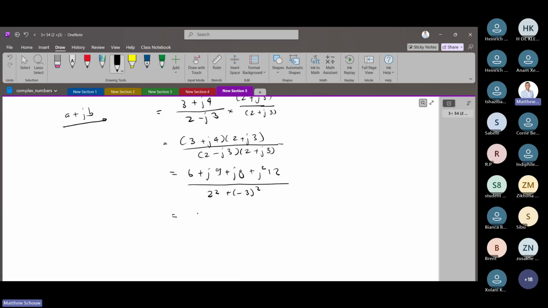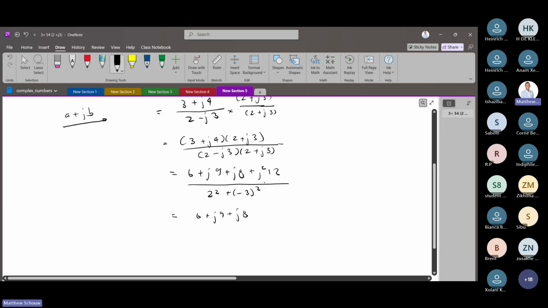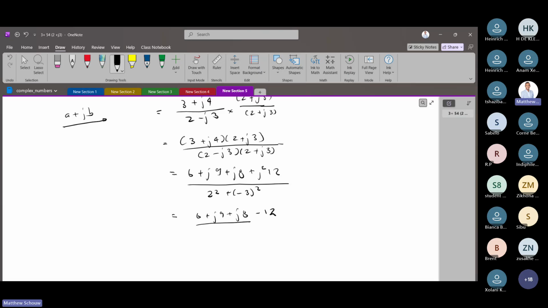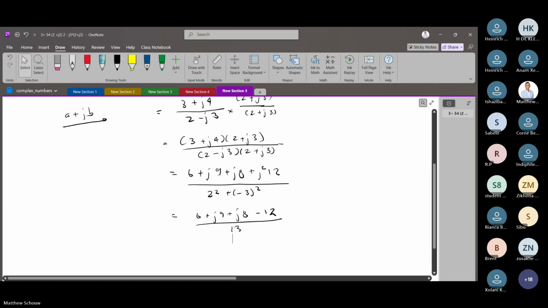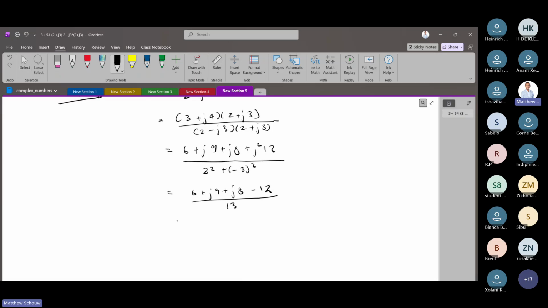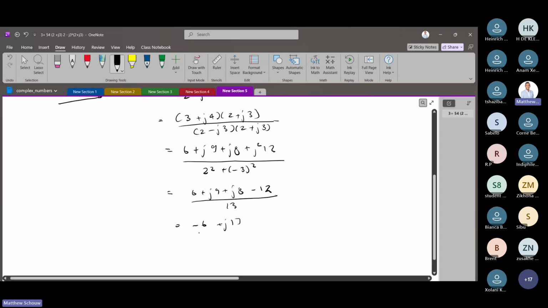We know that this is going to be 6 plus j9 plus j8. This must become negative 12, right? Because of the j squared. We're then going to have 4 squared plus 9 squared, which will give us 13, I believe. I hope everyone is following so far. We then simply add up the real numbers and the imaginary numbers. We should get a negative 6, I believe. And here we should have a j17. Okay? And divide that by 13.